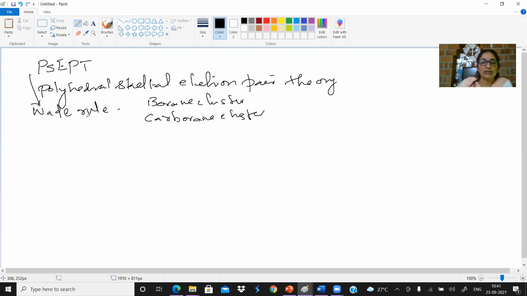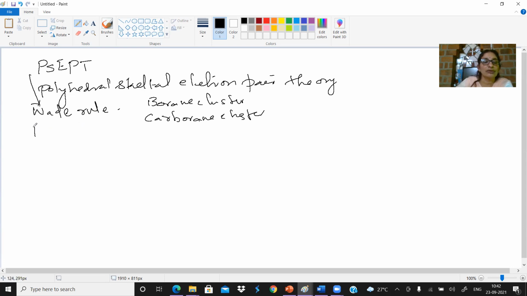Later, this rule was extended to find out the structure of transition metal clusters by the scientist Mingos, and the extension is known as the Wade-Mingos rules. Here we need to know only about boranes, carboranes, and metallocarboranes. So we'll see how you can find out the number of skeletal electron pairs.